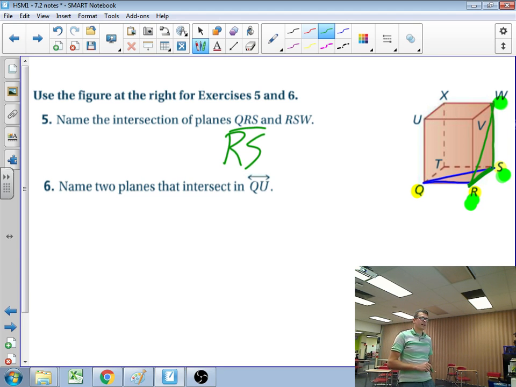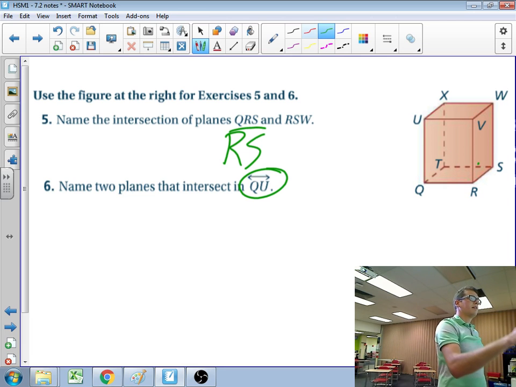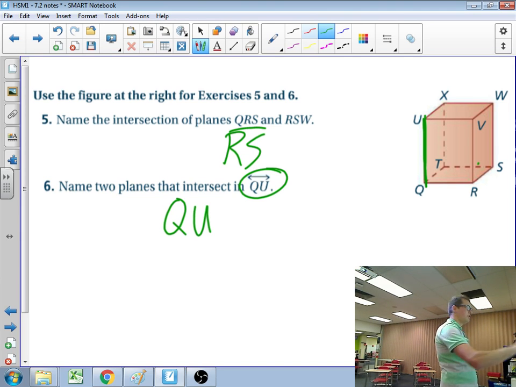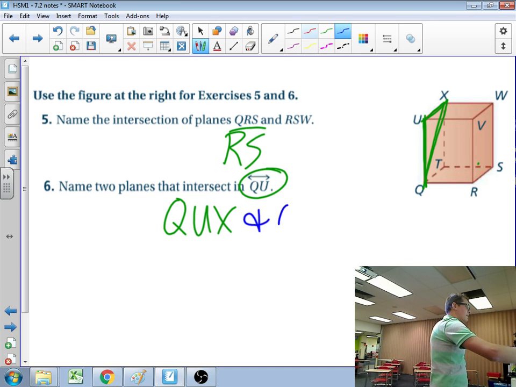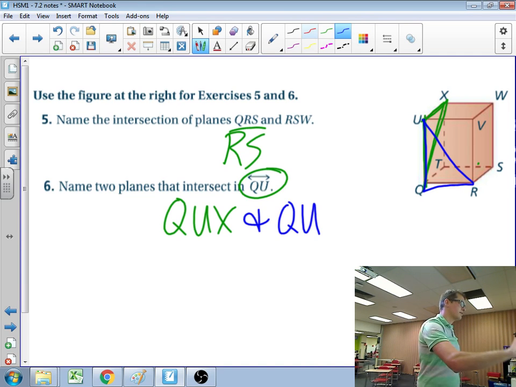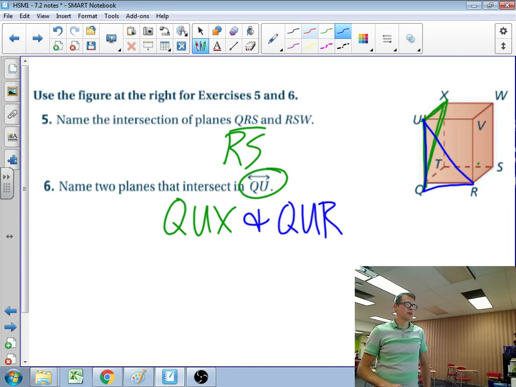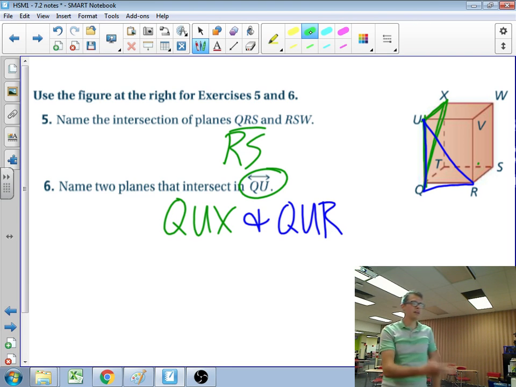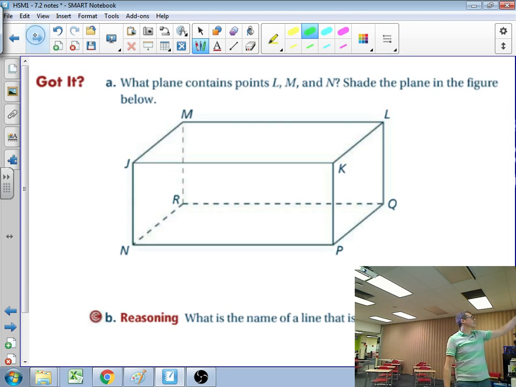Name 2 planes that intersect at QU. What this tells you is that both planes should have to involve the QU. So I'm going to clear all my colors from over here. QU is what we're looking to intersect at. I'm just going to start with QU and then choose another point to make my first plane. Let's say QUX. Come back here and make that triangle. And then I can make another plane. Let's say QU, and might as well choose R and do this triangle right here. So those two planes intersect at QU. You can see it from their names and on our image next to us there.